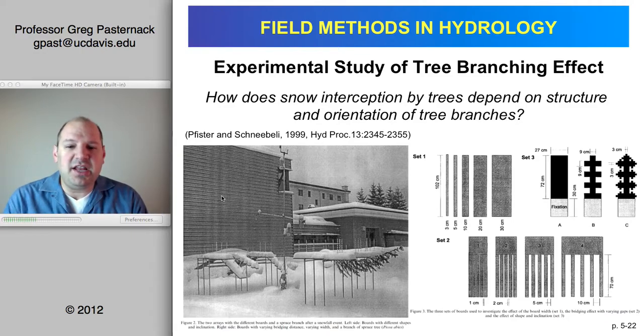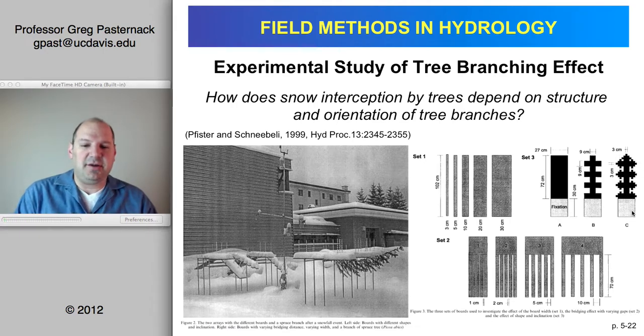It's an experimental study of tree branching effects, but not using trees at all. In this case, what was done is they took boards, all of the same length, and then they cut them to different widths, and they cut them into different leaf or branch configurations with different amounts of pore space or openings. And then this last example with A, B, and C shows a complete panel of wood, one that's cut up into a branching configuration, and one with a finer articulation of branching.